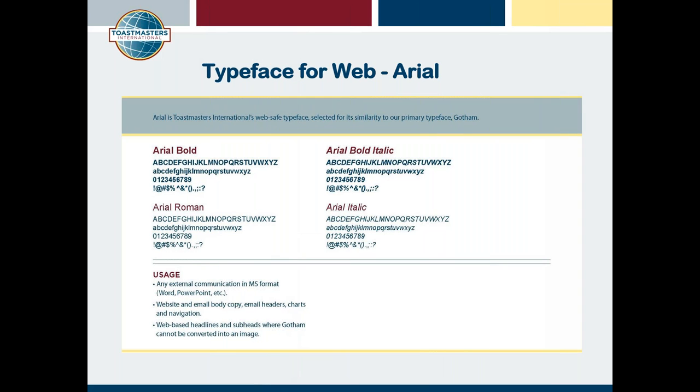Okay, let's move on. Arial is for what you put in websites or in PowerPoint or anything printed, like the minutes and everything. Okay, web-based headlines and subheads: you can use it in a website where Gotham is not available, because Arial is available for everything.